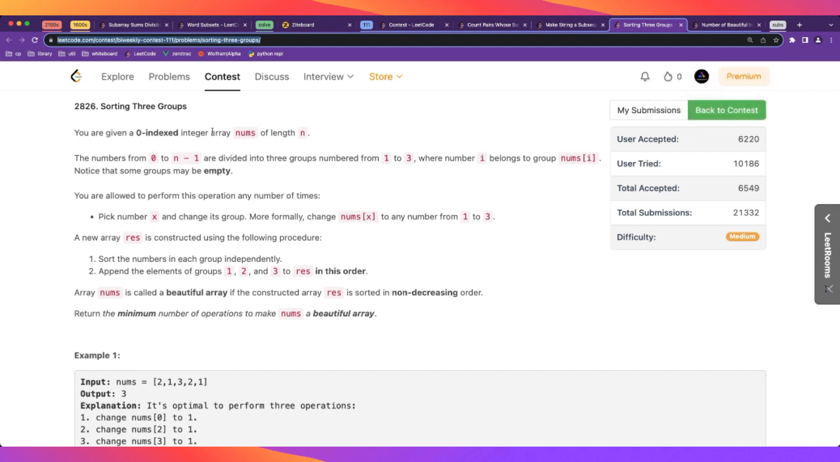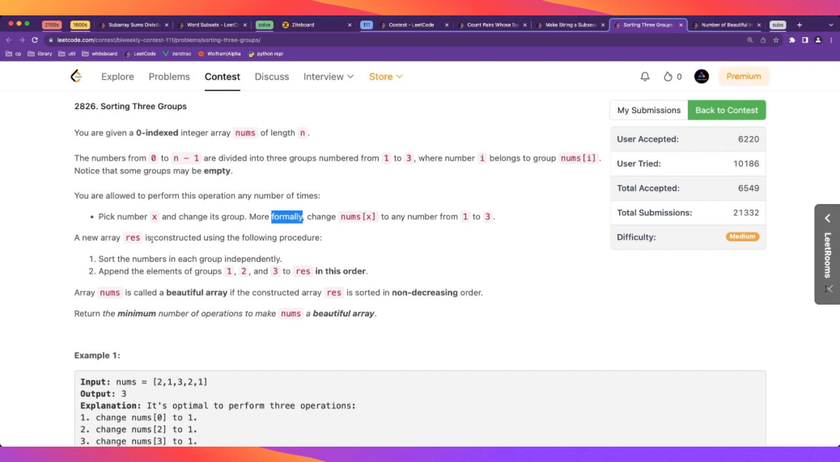Sorting 3 groups. The numbers from 0 are divided into 3 groups. Numbers from 1 to 3, where number i belongs to group nums of i. Notice that some groups may be empty. You're allowed to perform this operation any number of times. Pick a number x and change its group. More formally, change nums of x to any number from 1 to 3.